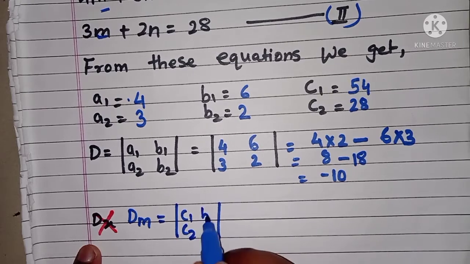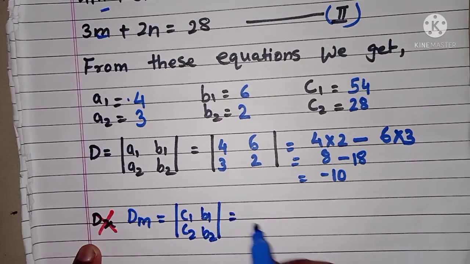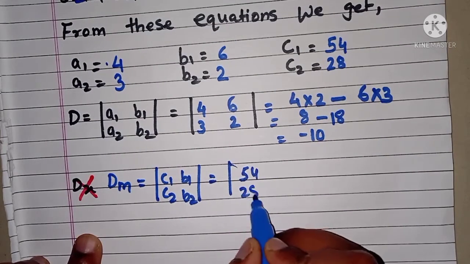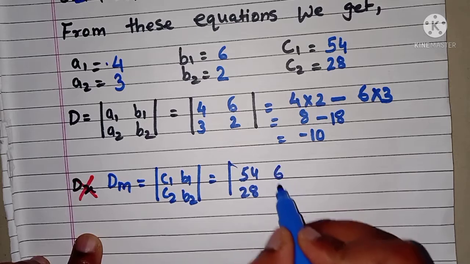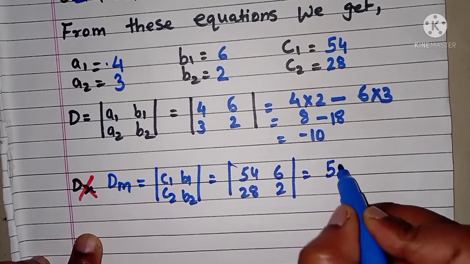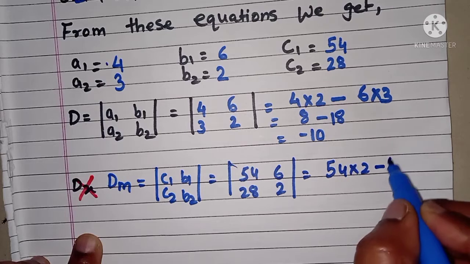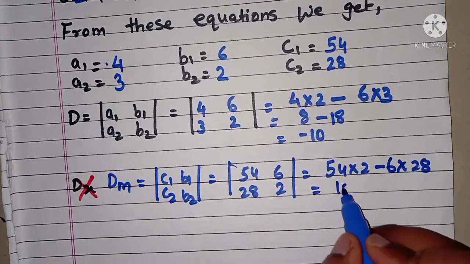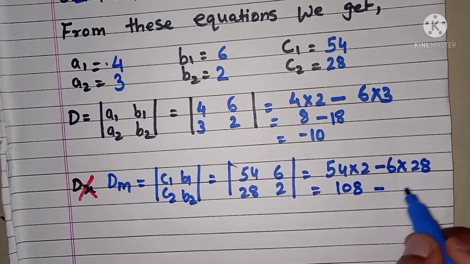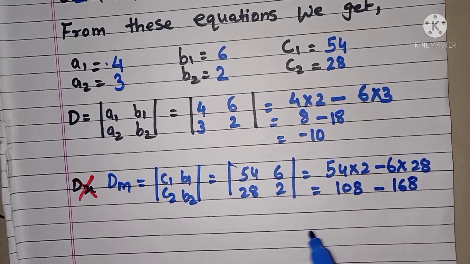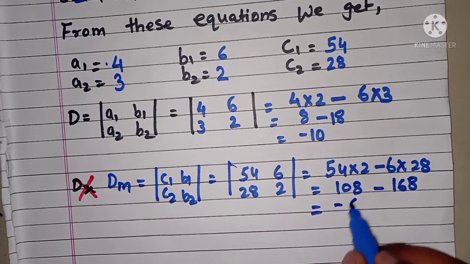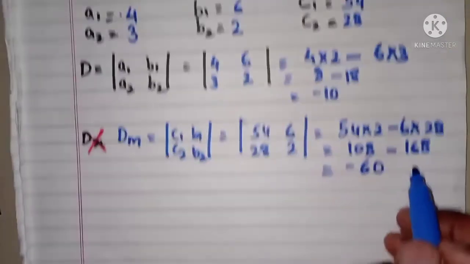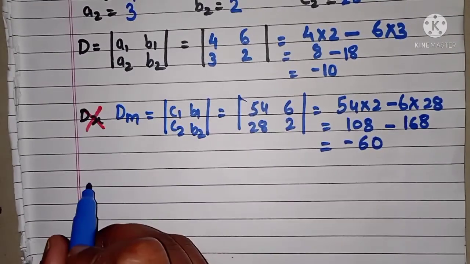The formula will be same as it is. C1, C2, B1, B2. C1, C2 is your 54, 28, and it is 6 and 2. Now you will multiply 54 into 2 minus 6 into 28. If you multiply this, you will get 108, and if you multiply this, you will get 168. After subtracting, you will get answer minus 60, because smaller number is subtracting from bigger number.